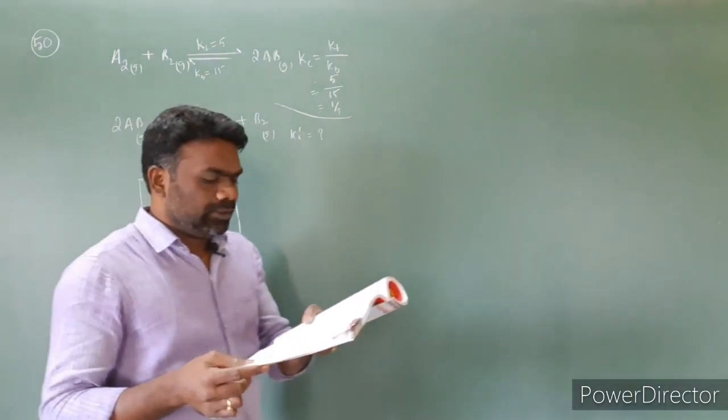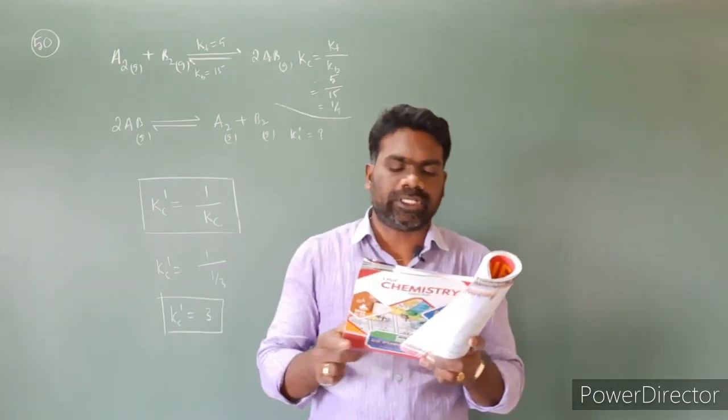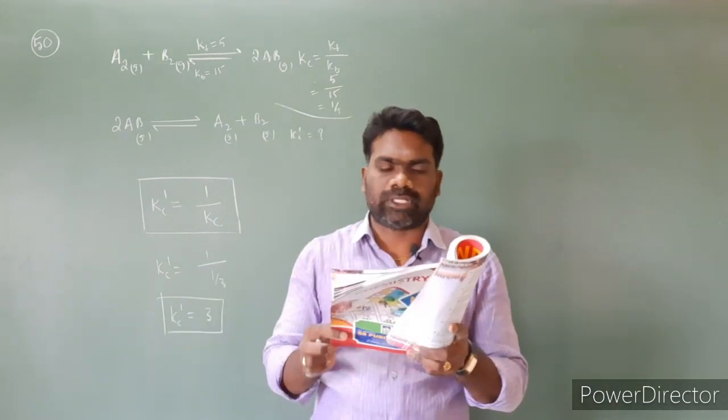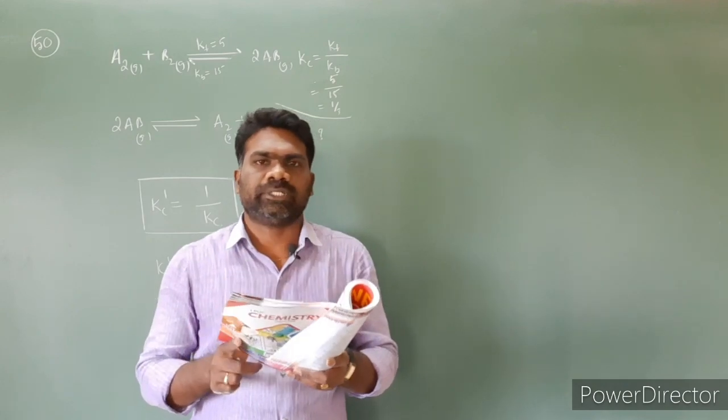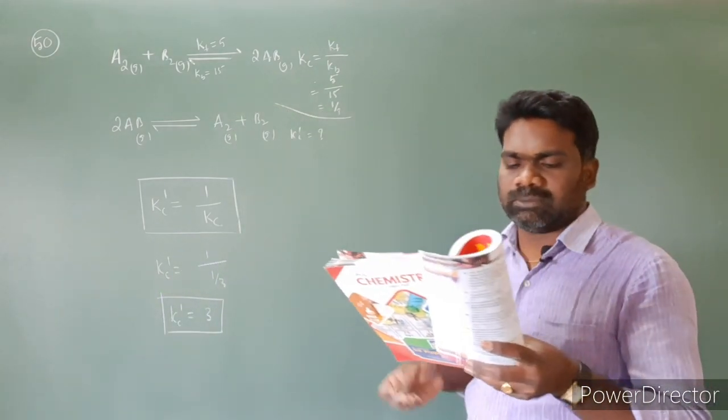Look at the options. Question number 50: first option 3, second option 75, third option root 3, fourth option 1 by root 3. So for question number 50, the first option is correct. Next, question number 51.